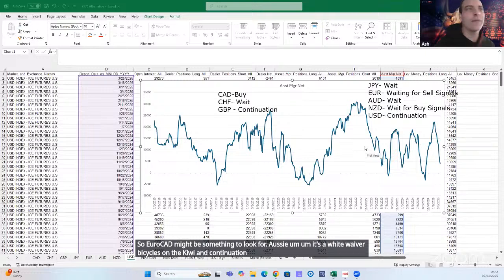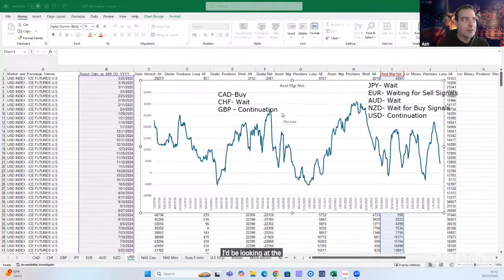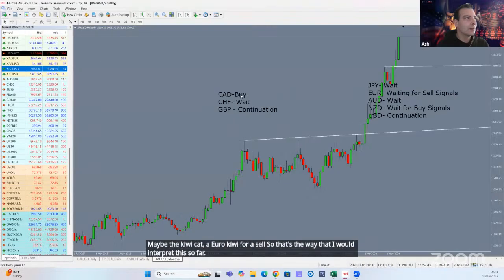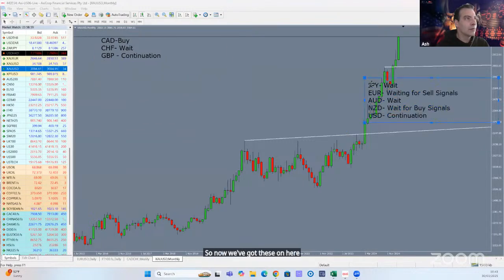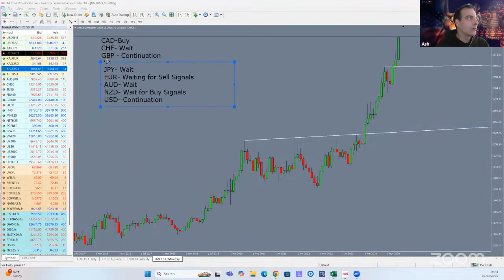So this really sort of, according to COT data, I'd be looking at the Euro CAD probably for a buy. Maybe the Kiwi CAD, Euro Kiwi for a sell. So that's the way that I would interpret this so far. So now we've got these on here. Let's see what the Euro CAD suggests.